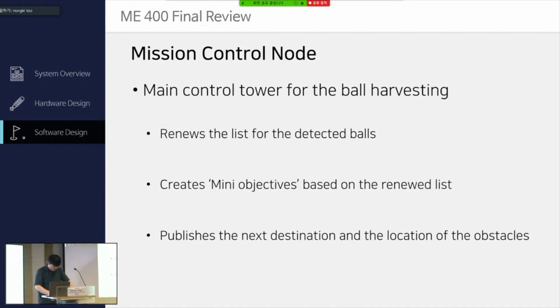When the entrance control node notifies that the beaker passed through the entrance zone, the mission control node, which controls the whole ball harvesting process, initiates. The mission control node starts with detecting the balls and making a list of them. When the list is sufficiently full, the node gives an order to the path finding node to make a proper path that leads the beaker to the destination, which could be either a blue ball or the goal. It also gives the information of the obstacles to be avoided on the way.